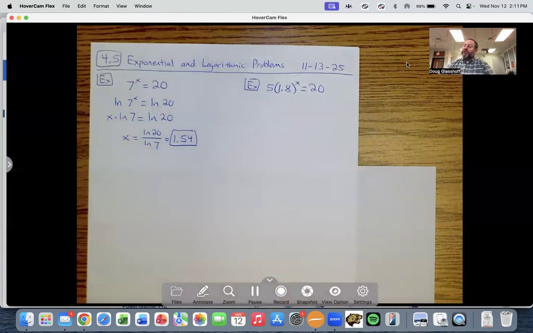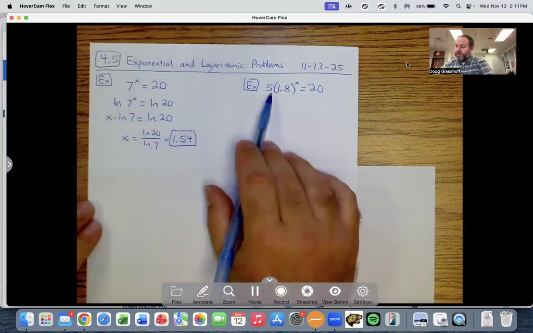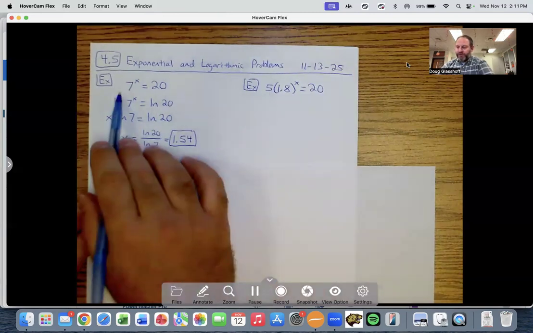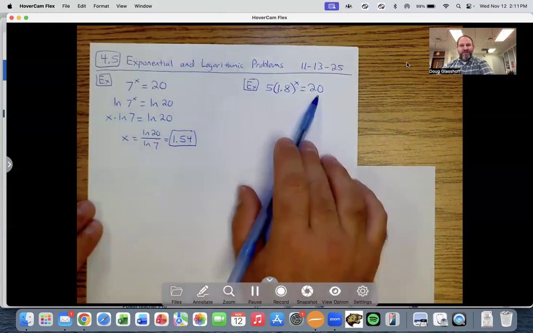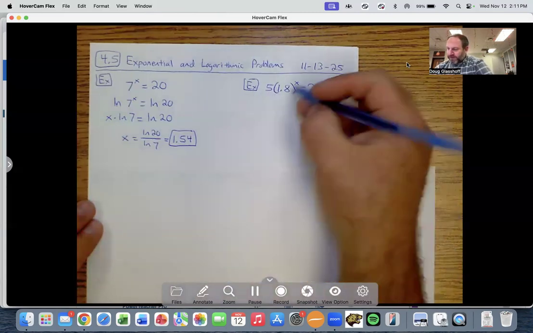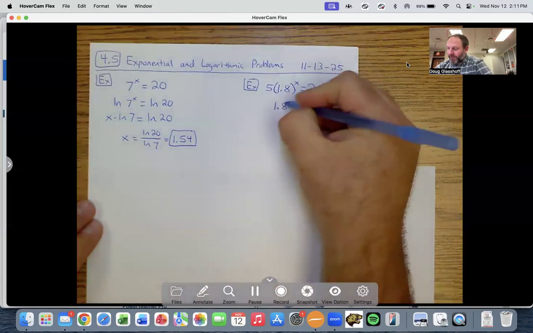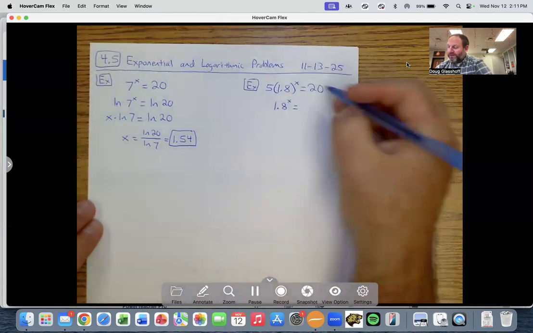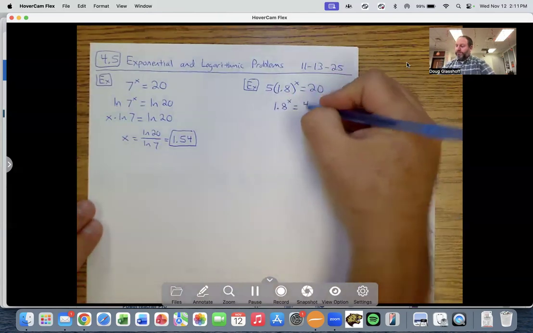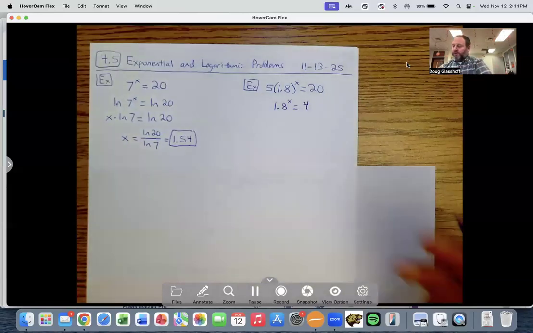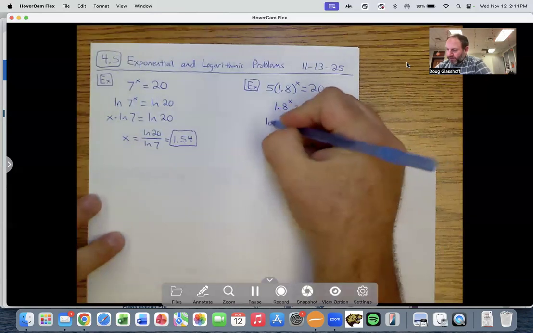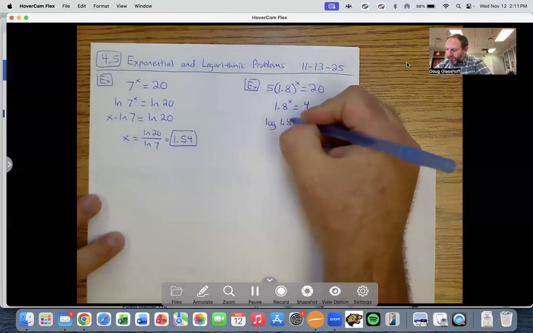All right. Let's look at another one here. On this one, I have this 5 here. You can notice it's a little bit different than that one. If there's something there that doesn't involve the exponent, I'm just going to divide it to the other side. So if I divide both sides by 5, now it's 1.8 to the x is equal to 4. Again, I can either do natural log or log. This time I'm going to use log, the common logarithm. So I'm going to take the log of both sides.